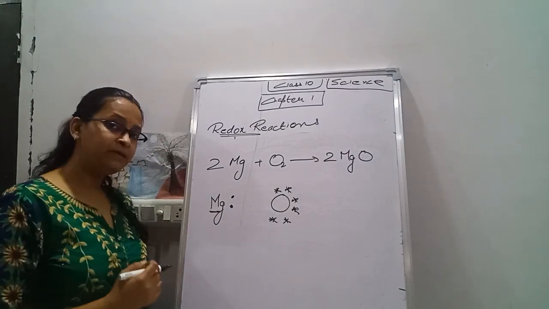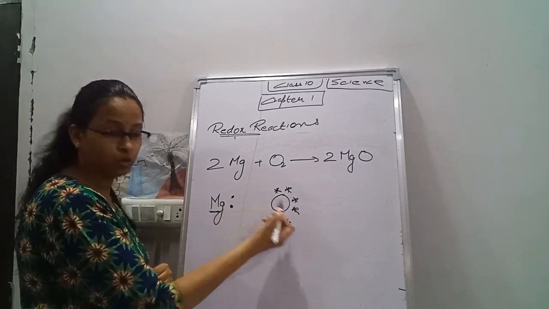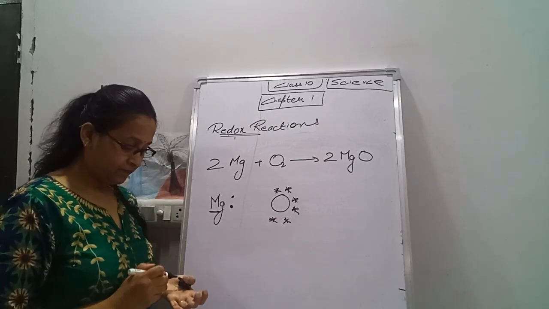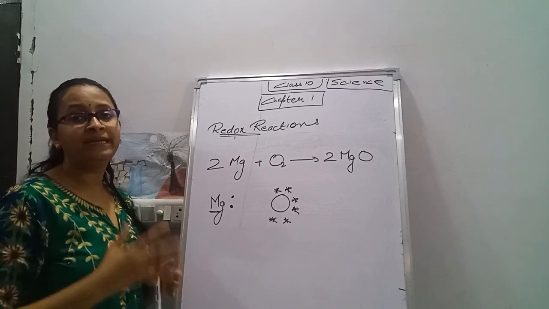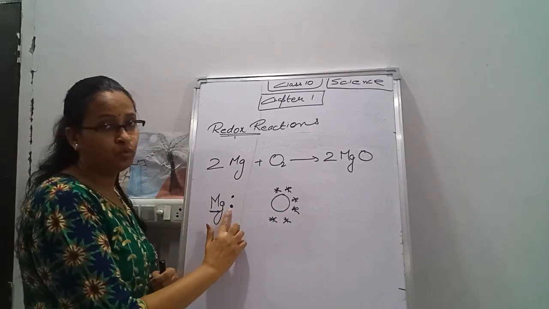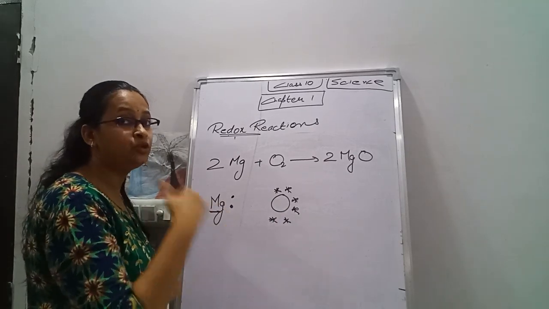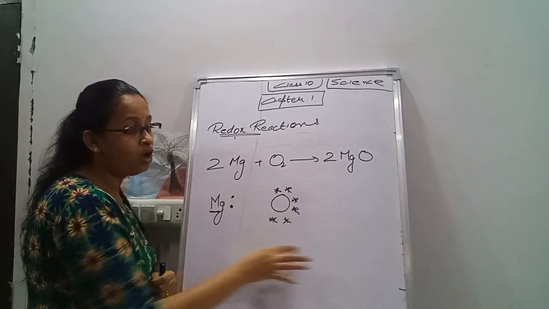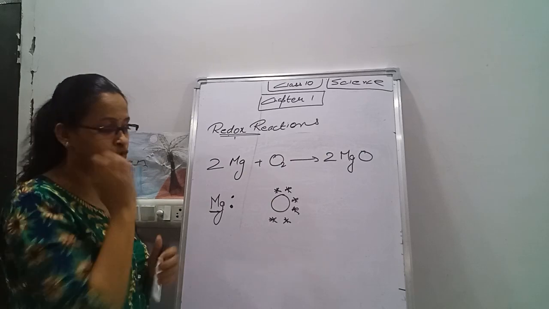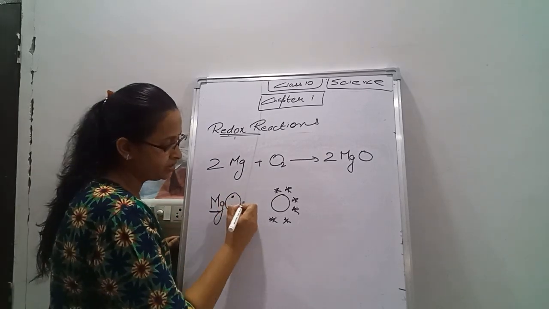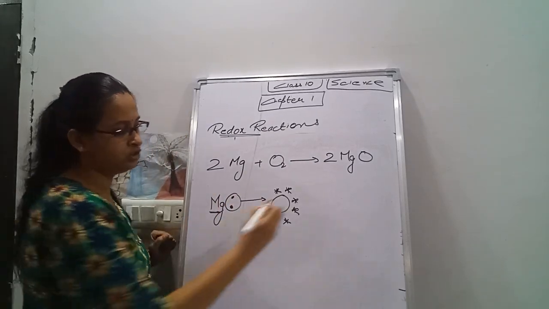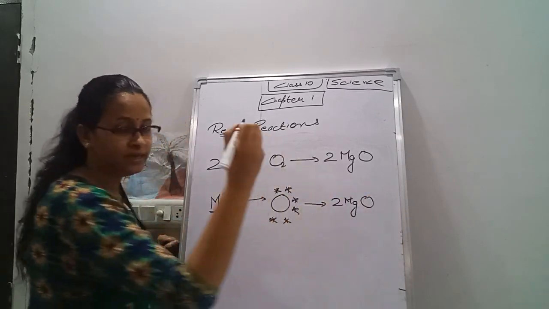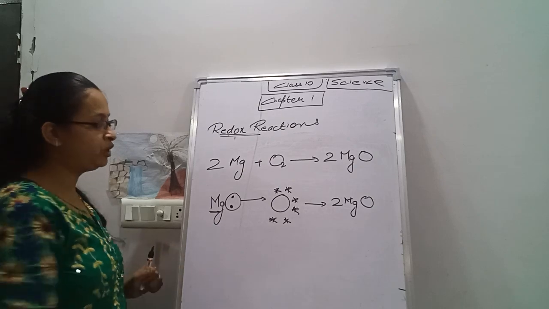So to be in a stable state, it has to either give 2 valence electrons or take 6 valence electrons. But if we talk about the taking and giving part, these 2 valence electrons are very easy to give, but it would be very hard for the oxygen to give all these 6 valence electrons. So magnesium will give its electrons to oxygen and it will form 2MgO. Clear?